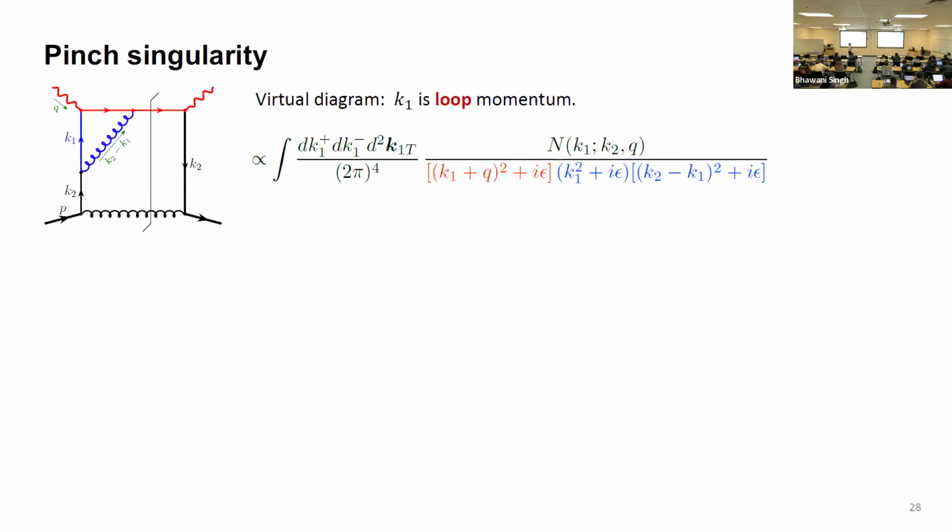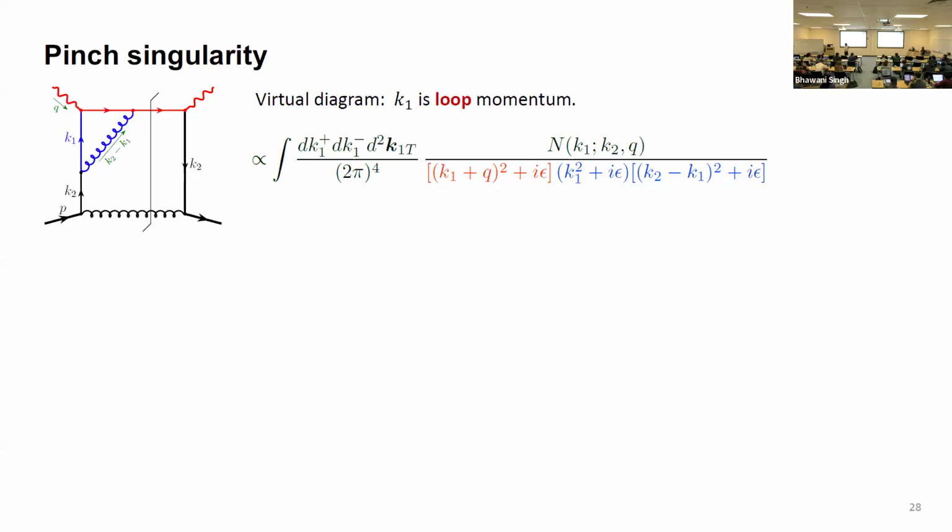And this is the complication in factorization, the key point in the factorization, which is associated with this pinch singularity. And to understand this, I'm giving you a very simple example as shown here. We have a triangle loop, and this is a virtual loop. K1 is the loop momentum. There are three propagators, K1 and K2 minus K1 here. And there is another one at the top, which is K1 plus Q, denoted here.